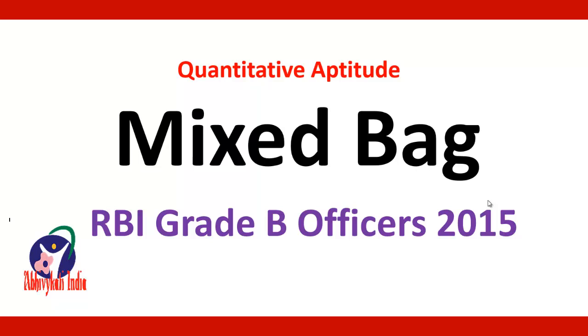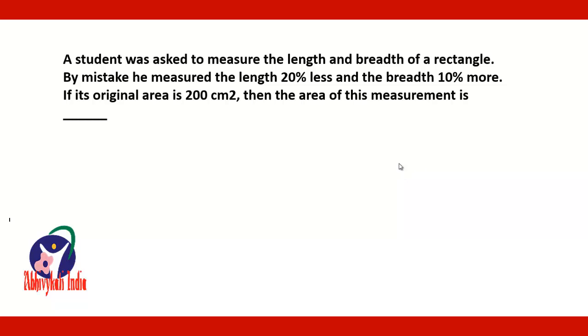So the first question is on the screen here, that a student was asked to measure the length and breadth of a rectangle. By mistake, he measured the length to be 20% less and the breadth 10% more. If its original area is 200 square centimeter, then the area of this measurement is.